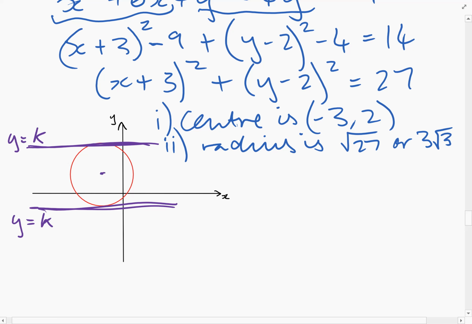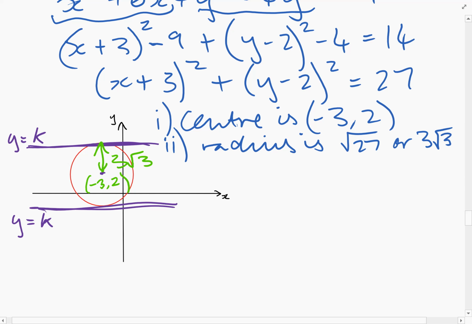Now that point there, we already know from the previous part of the question that is minus 3, 2, and we know the radius is root 27 or 3 root 3, so that distance there is 3 root 3.